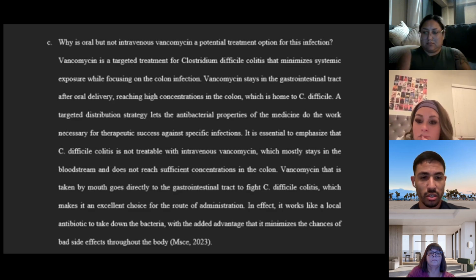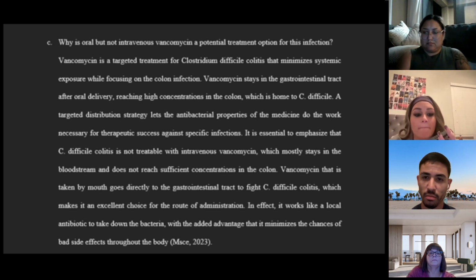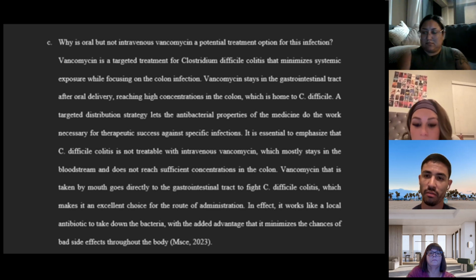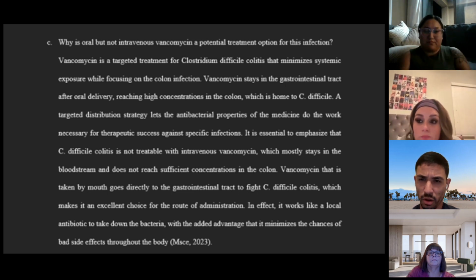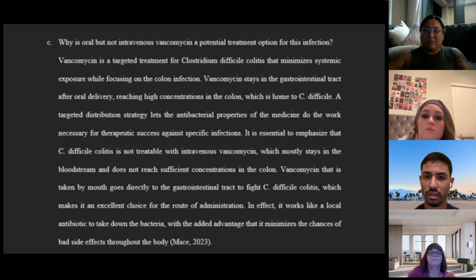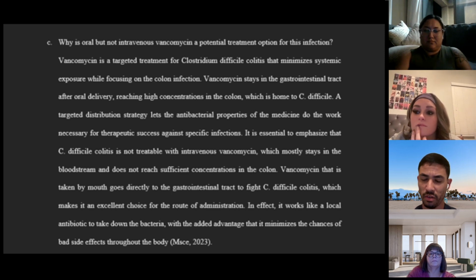And question C, vancomycin is a targeted treatment for C. diff colitis that minimizes systemic exposure while focusing on the colon infection. Vancomycin stays in the gastrointestinal tract after oral delivery, reaching high concentrations in the colon, which is home to C. diff. A targeted distribution strategy lets the antibacterial properties of the medicine do the work necessary for therapeutic success against specific infections.